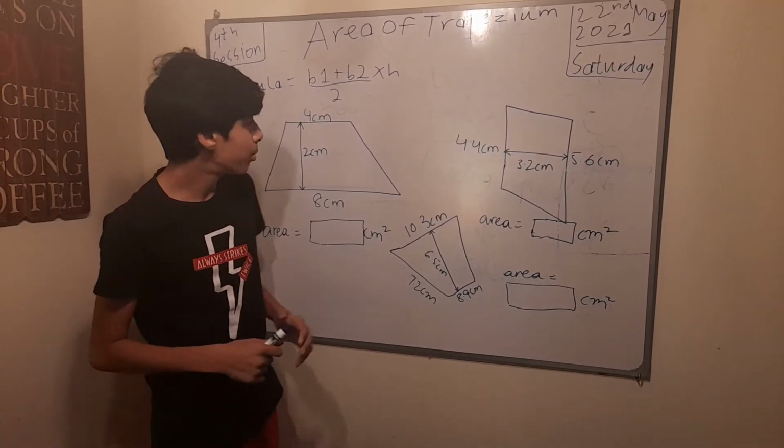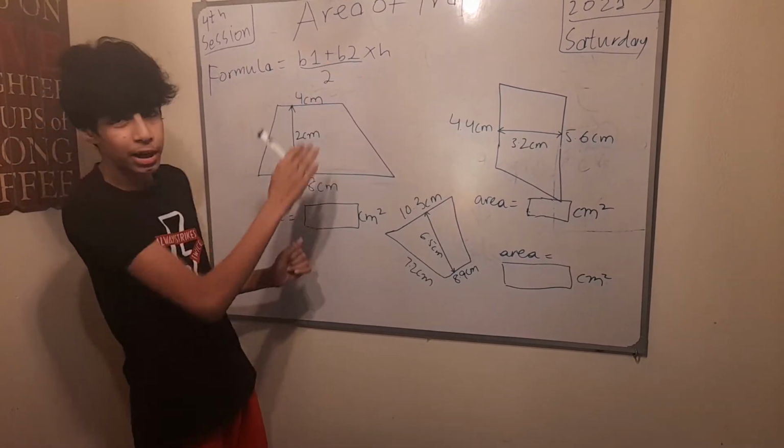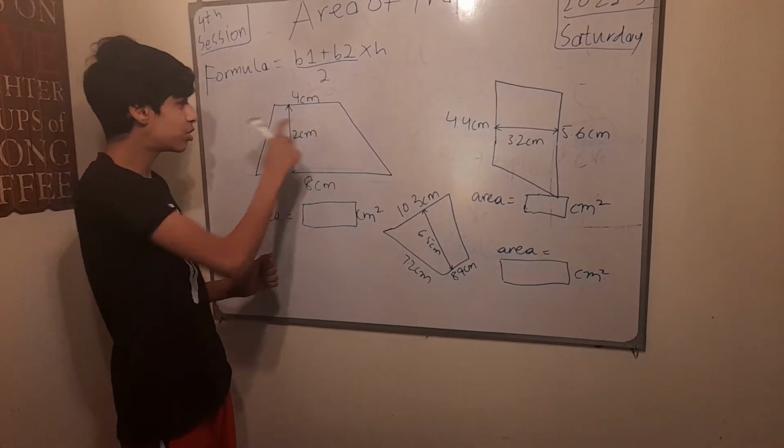First, let's learn the formula. The formula is base 1 plus base 2 divided by 2 multiplied by height. So we have three shapes, and first let's do this shape.